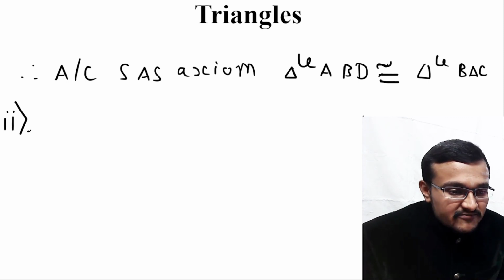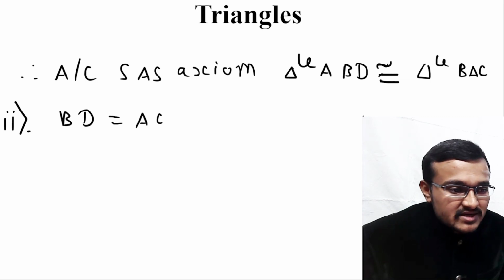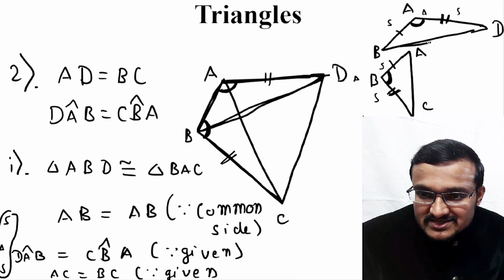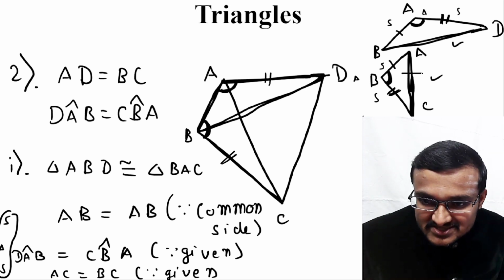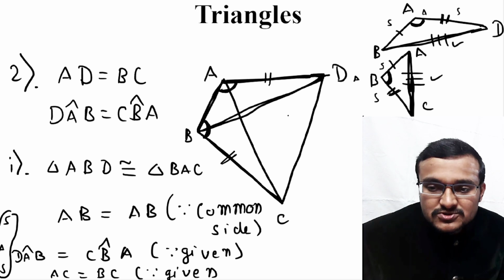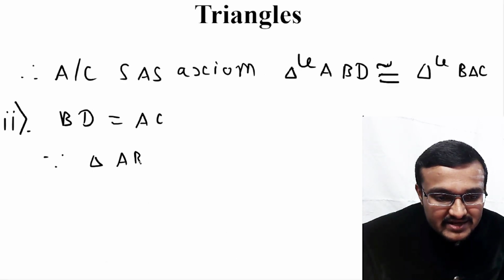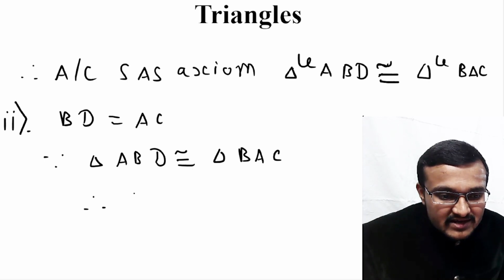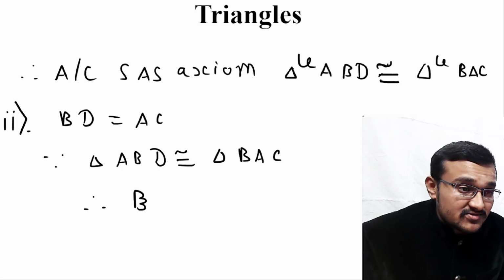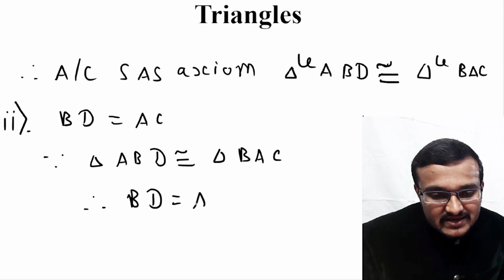In the second question, here you should prove that BD is equal to AC. So that is this particular side BD is equal to AC we have to prove. And we have already proved this particular triangle is congruent with this particular triangle. So this side should be equal to this side. So since triangle ABD is congruent with triangle BAC, therefore straight away BD becomes equal to AC.